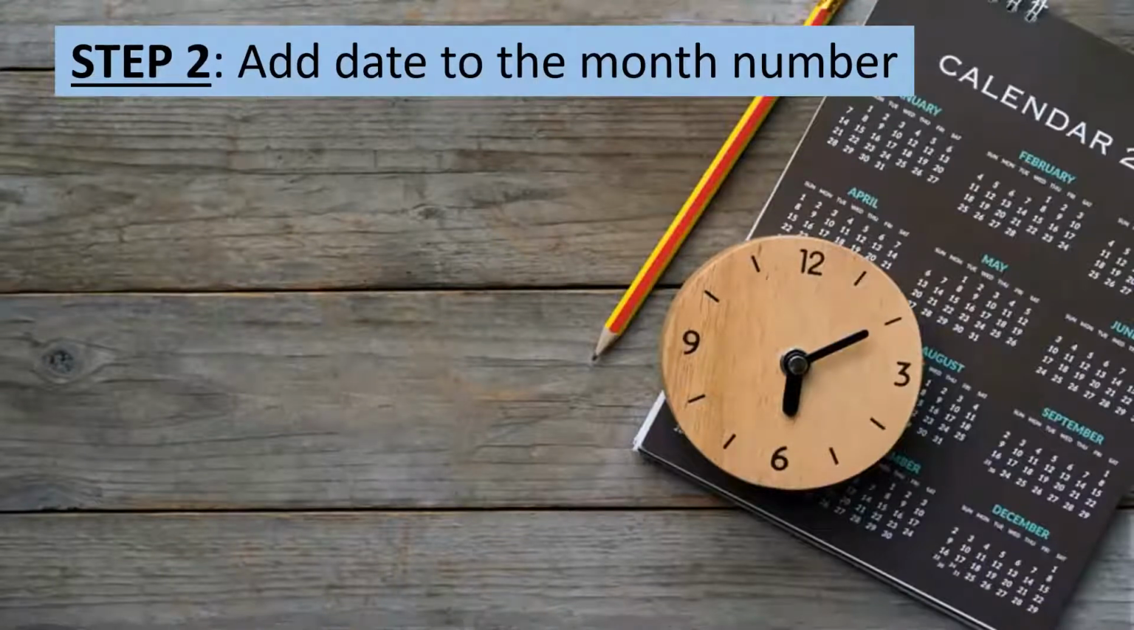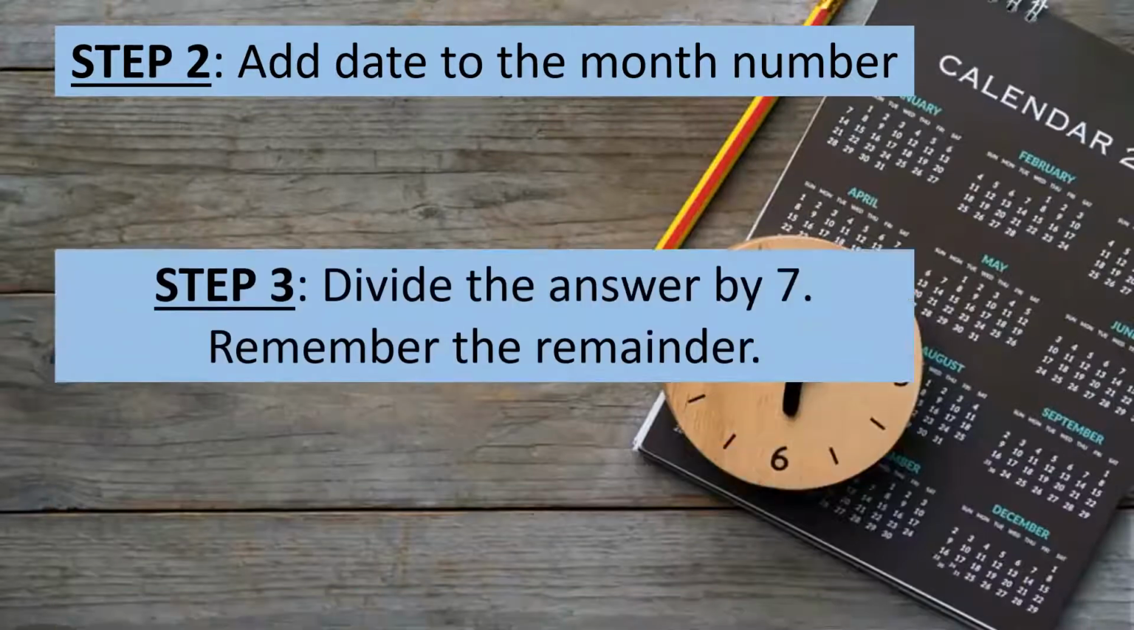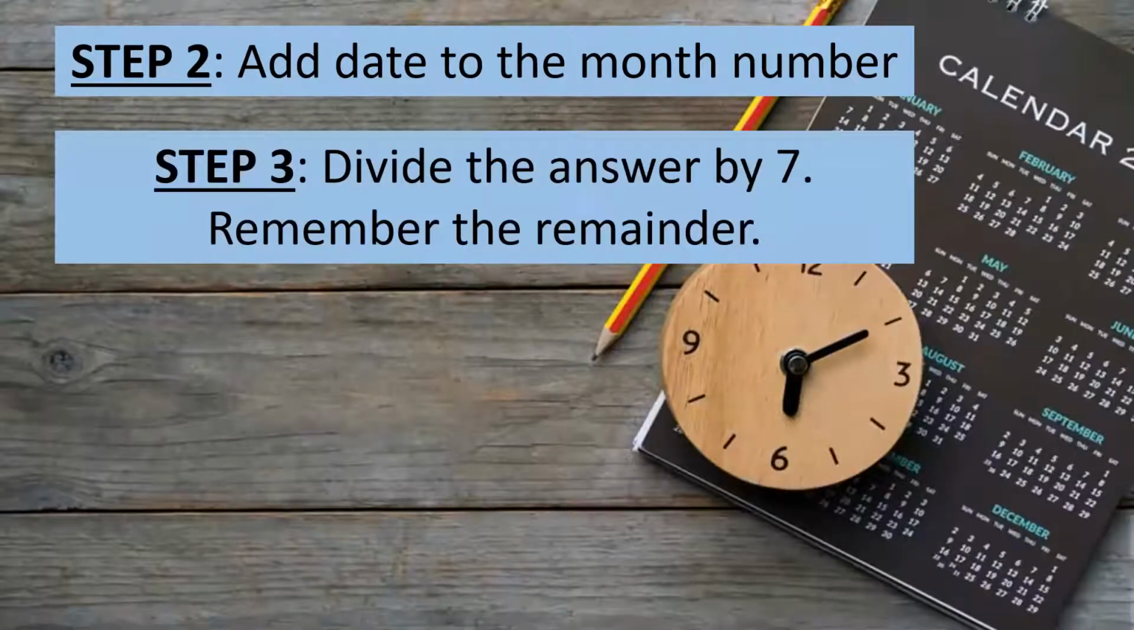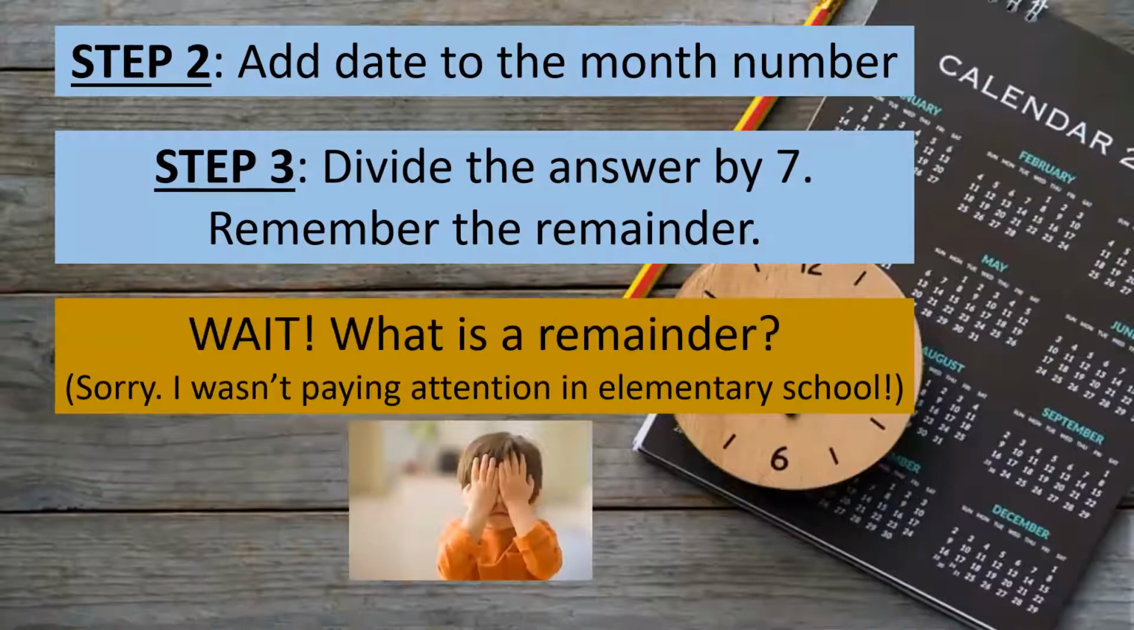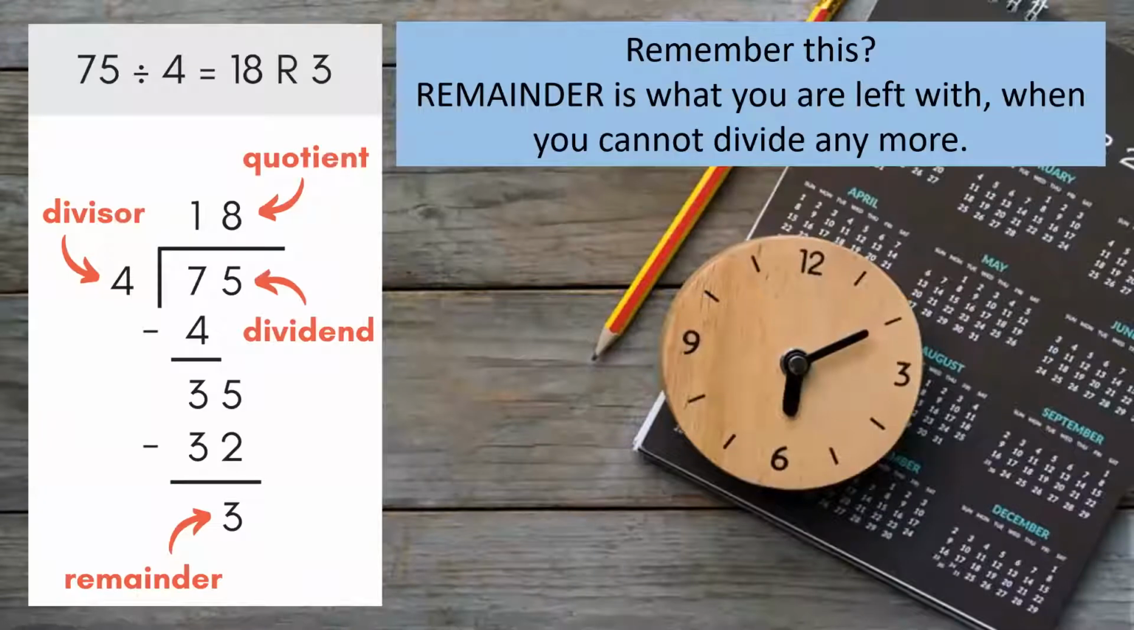So that was the first step. Step 2, now that we have got the month number, add the date to the month number. Step 3, divide the answer by 7. Remember the remainder. Wait, what's the remainder? Seriously, you've forgotten what the remainder is? Fine, we'll tell you what the remainder is.